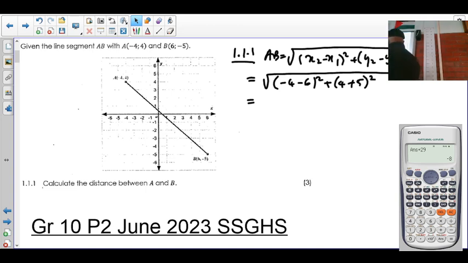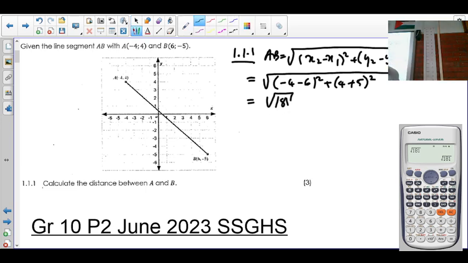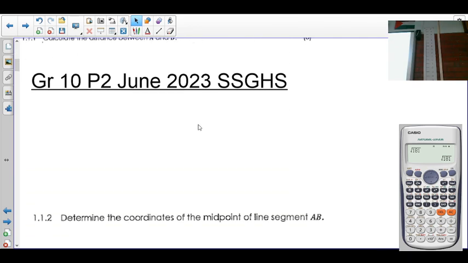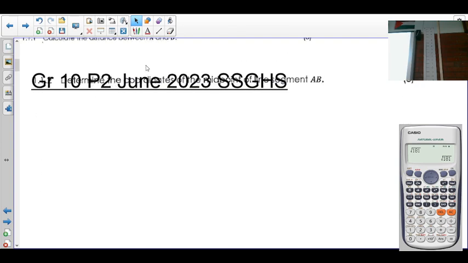Okay? The square root of 181, is that correct? Yes. Alright. Any confusion there? No. Let's go with 1.1.2.